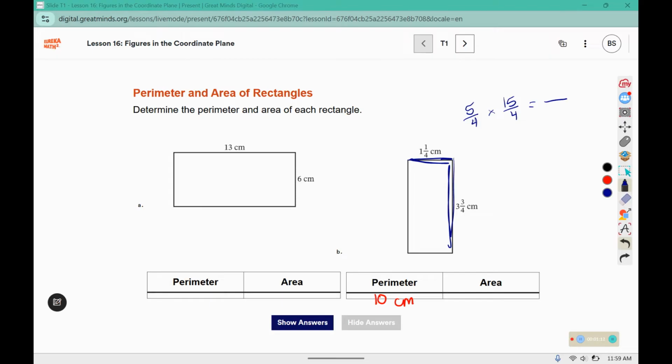5 times 15 would be 75. 4 times 4 is 16. And area uses units squared, so centimeters squared.